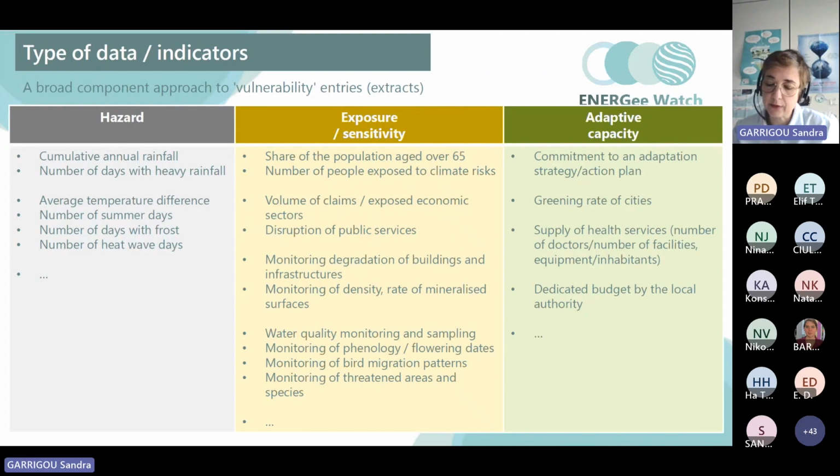In this slide, you have a view of some data used to establish this diagnosis. For the needs of the learning course, we have established a benchmark of the most common indicators used for each component. You can visualize some extracts of this work. So, for example, for hazard, you have data about the number of summer days, of heat wave days. For exposure, you can be interested in the share of the population aged over 65, the disruption of public services, number of days, monitoring of phenology flowering dates, and so on. And for adaptive capacity, you can, for example, collect information about the greening rate of the cities.